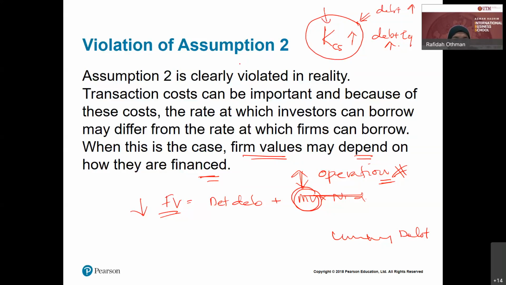That's why it is violating assumption number 2. Assumption number 2 is actually that the market is perfect, meaning that the market will not be perfect.